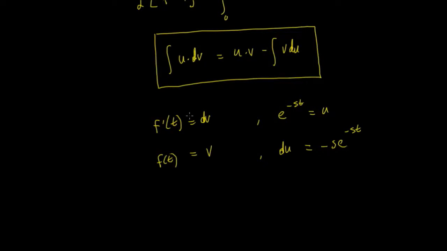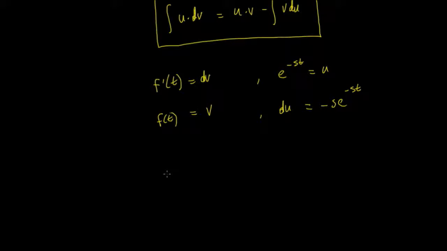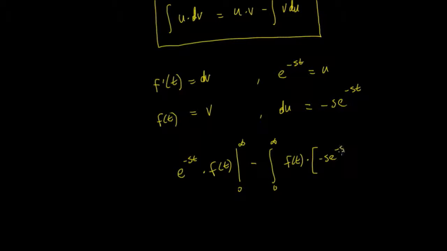Now plug these into the equation above. You're going to end up with u times v, which is e to the minus st times f(t), from the limits 0 to infinity, and we take away the integral from 0 to infinity of v, which is f(t), times du. The du is minus s e to the minus st, and that's all by dt.